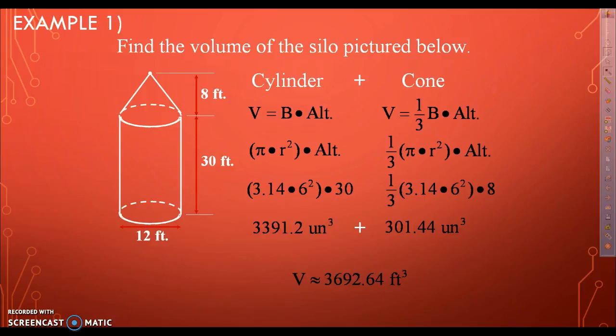Oh, and look, we actually had the volume, so it's approximated. So there we go.